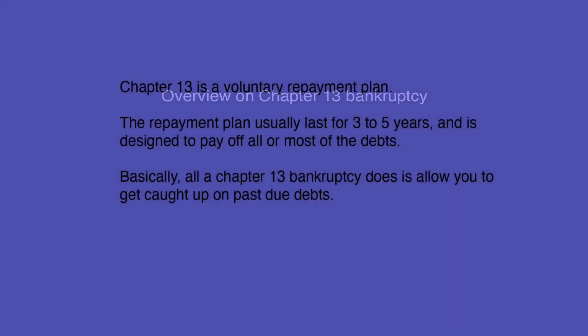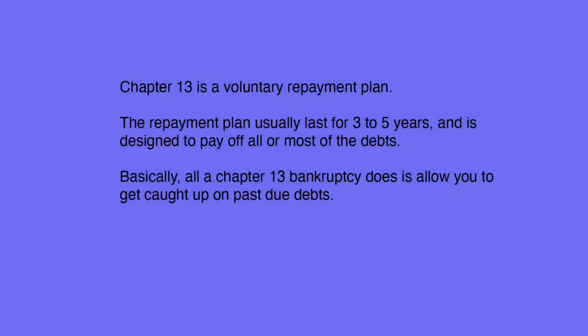Overview on Chapter 13 Bankruptcy. Chapter 13 is a voluntary repayment plan. The repayment plan usually lasts for 3 to 5 years and is designed to pay off all or most of the debts. Basically, all a Chapter 13 bankruptcy does is allow you to get caught up on past due debts.